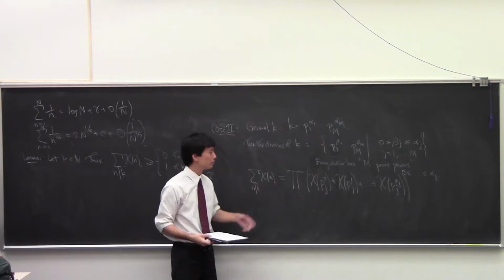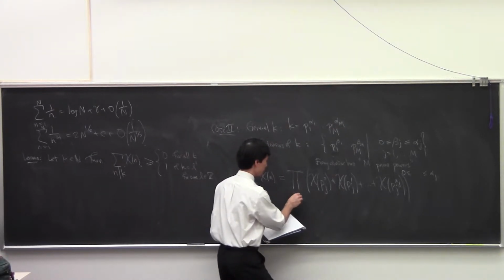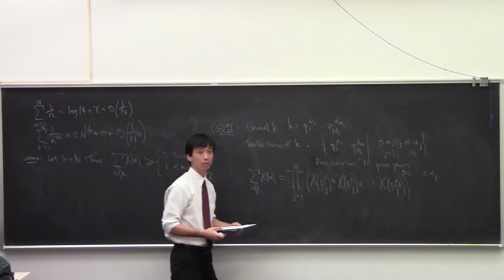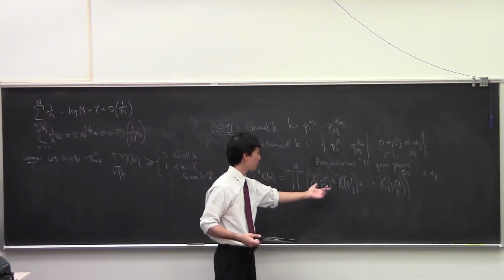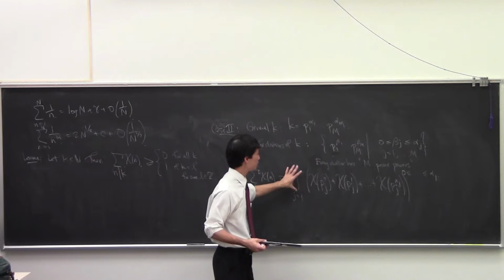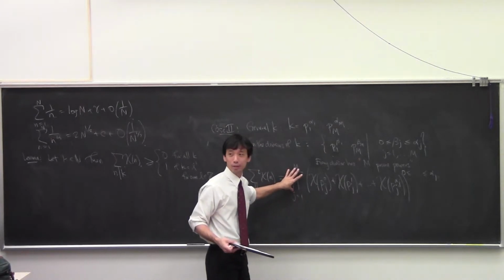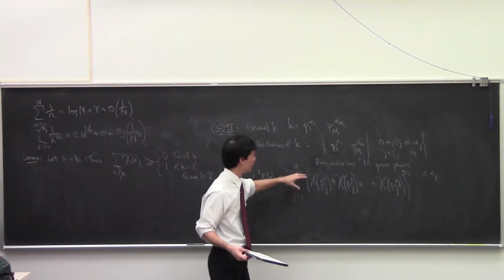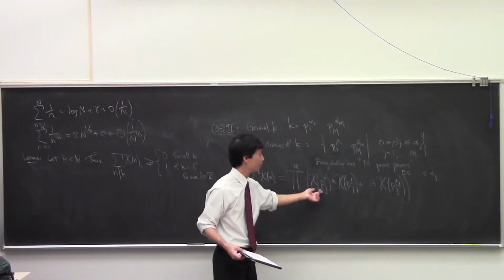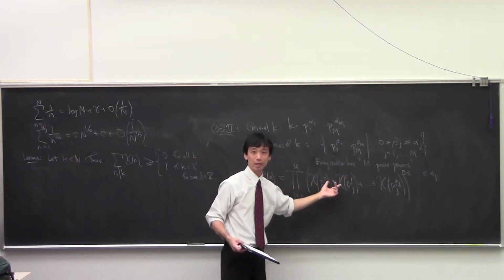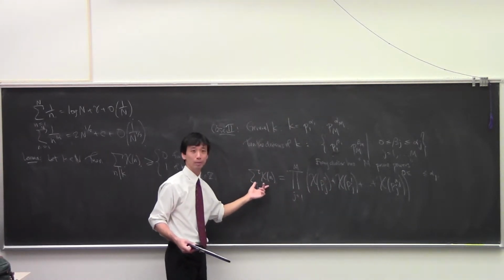As a product like this, where the j's range from 1 to n. Because if you take this product, what are you going to get? You're going to get things with m prime powers, where the powers range from 0 to alpha j, and you get all such things. And so that's the sum.